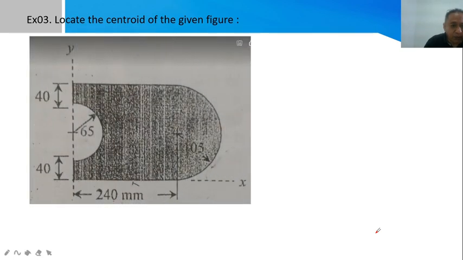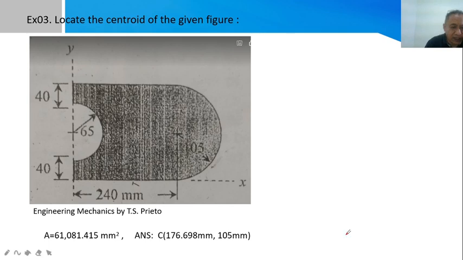Okay, so, if you are given a problem like this, this is intended for you to practice. Then the answer is provided. Actually, I take this from the book of Engineer Prito. So, the area for this is this one, and the answer can be calculated as this. One of the answers, the 105, is not necessarily calculated because if you observe, this figure has a line of symmetry. So, I know this distance vertically.